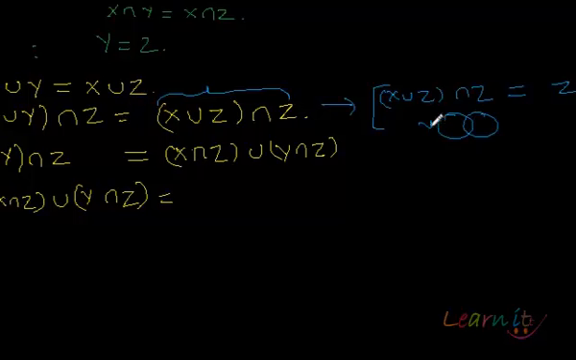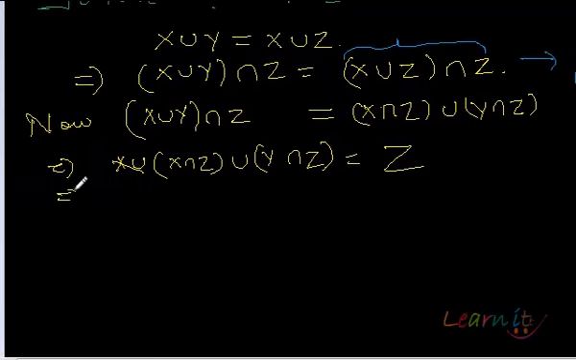Just see, if this is Y, this is X, this is Z. Okay, so the union is complete, this portion, right? Both Z and Y are involved in it. Now when you take intersection of this with Z, the only thing that would remain is Z itself. So that's why this actually equals Z itself. So here you have Z.